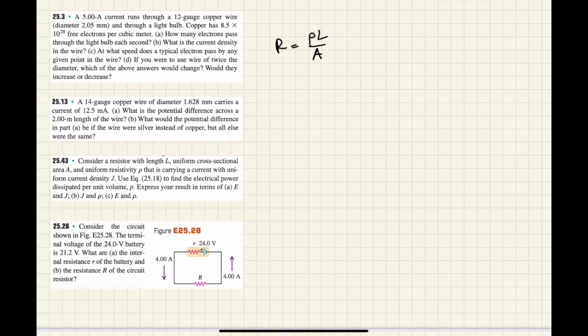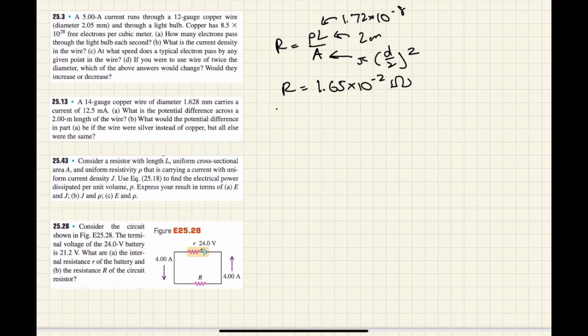It's approximately 1.72 times 10 to the negative 8, and the unit is ohms times meters. And length, it says, is 2 meters, which is pretty long for a wire. And this is 1.628 millimeters. That's the diameter. You can use it to find the area using the formula pi times d over 2 squared. Once again, so you plug it in. You're going to get a resistance of 1.65 times 10 to the negative 2 ohms.